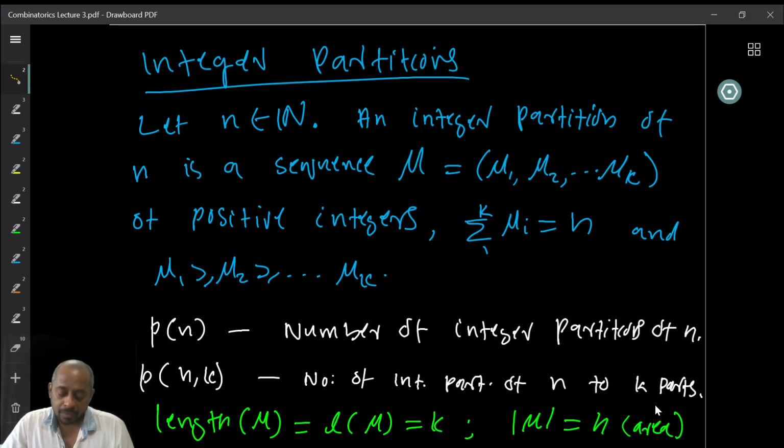Now the number of integer partitions of a given integer n, the total number of distinct partitions, is denoted by p(n), and p(n,k) is the number of integer partitions of n into exactly k parts.